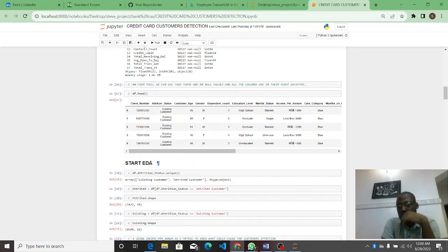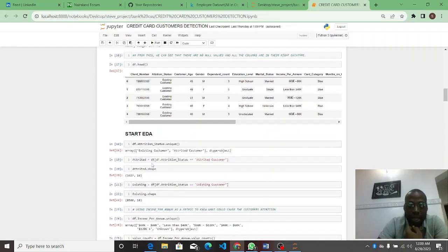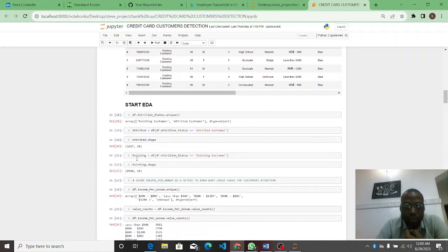So the first thing to do is to split the data frame into those two important parts: the existing customer data frame and the attrited customers data frame. The attrited contains customers that stopped using the credit card service for the bank, and the existing are the ones that are still making use of the credit card service for the bank. So now we have two data frames that we'll be analyzing.